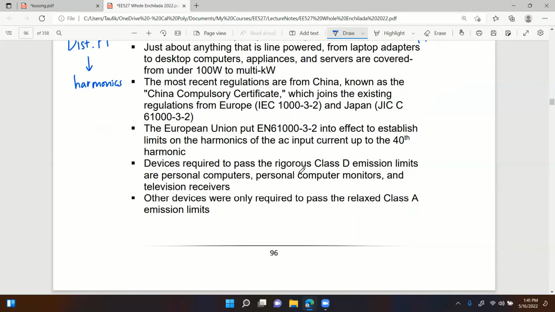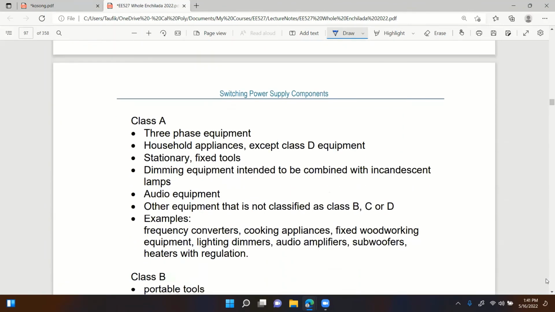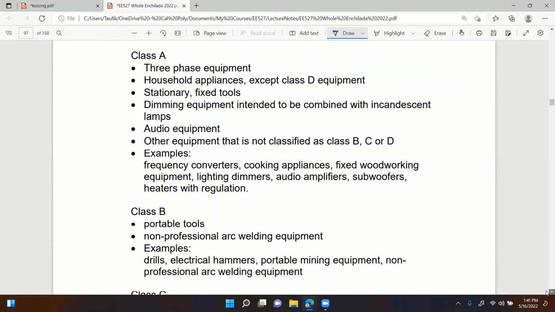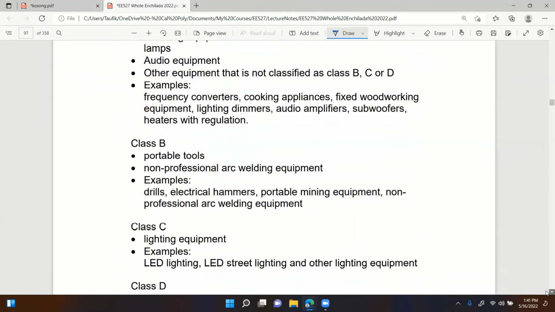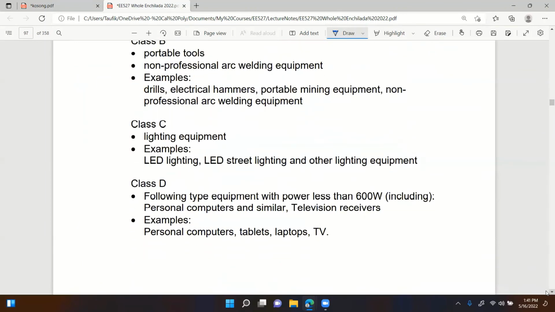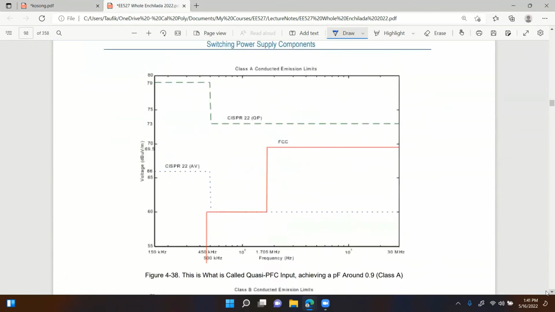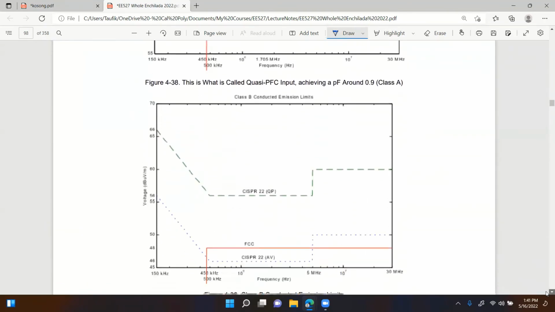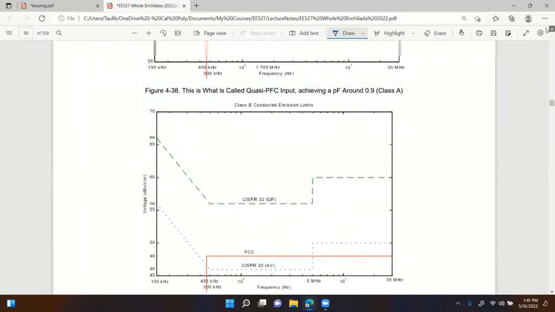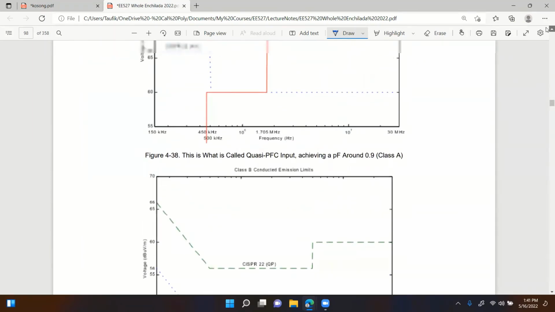Devices required to pass the rigorous Class D emission limits are personal computers, personal computer monitors, and television receivers. Other devices were only required to pass the relaxed Class A emission limits. I have some examples of Class A, Class B, Class C, Class D. I'll let you read through this yourself. And I also have the plots for the regulations, for the two classes, Class A and Class B.